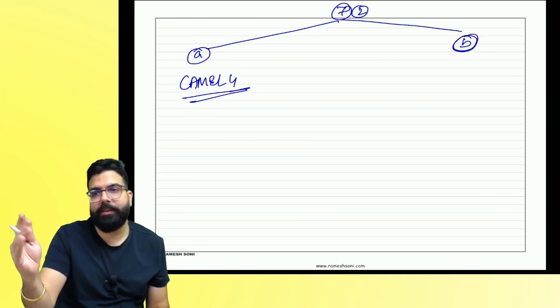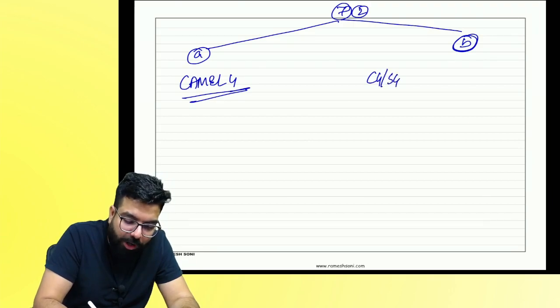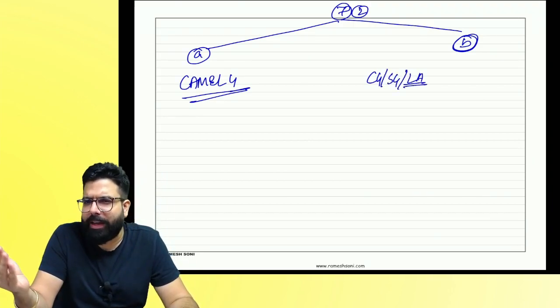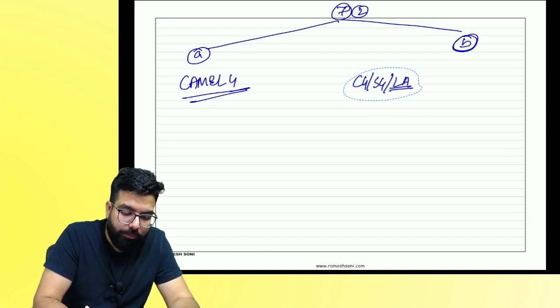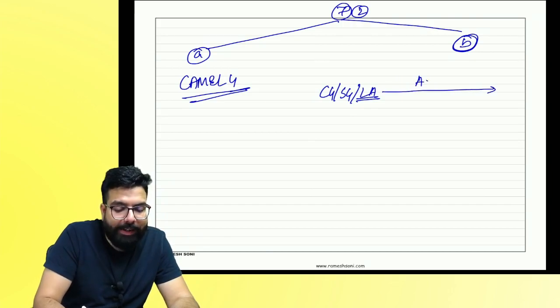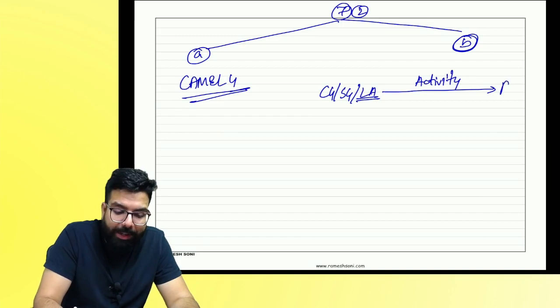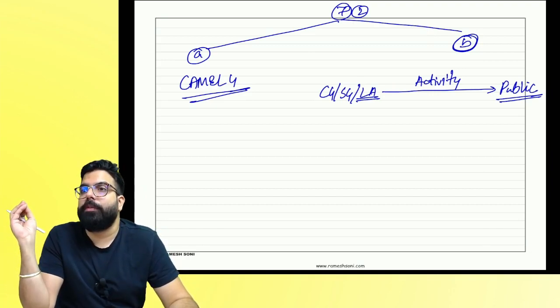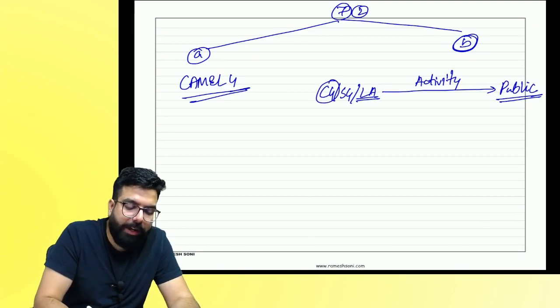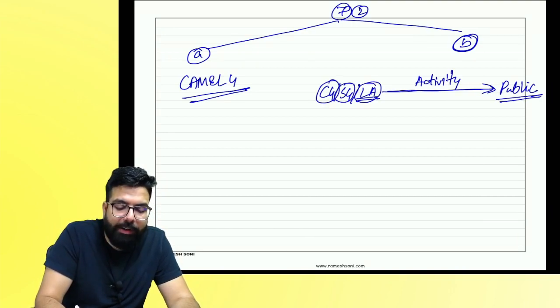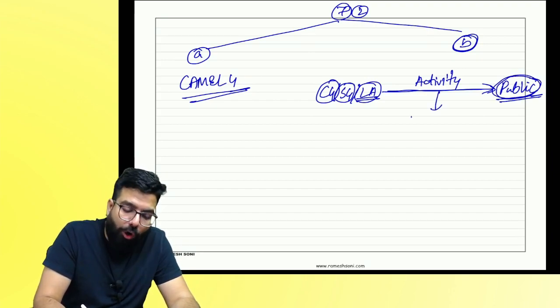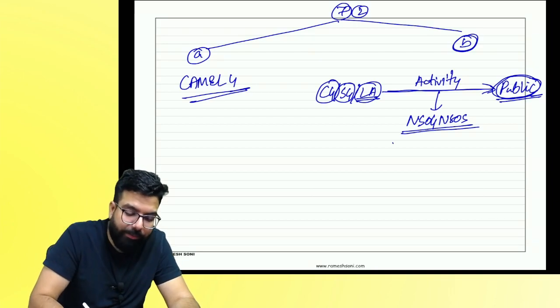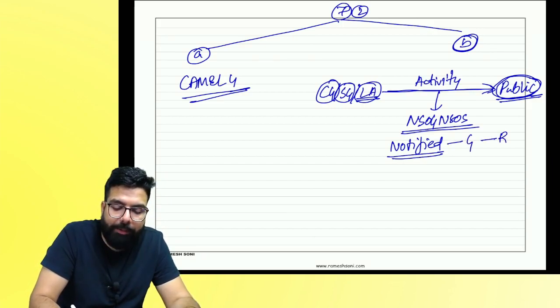B says, people, listen. Central government, state government, or local authority. Local authority means panchayat, municipality, etc. If they are doing any activity for the public, can I go ahead? Are we done writing, everyone? Here, if central government, state government, local authority does any activity for the public, that activity also will be neither supply of goods nor supply of service, but that activity has to be notified by the government on the recommendation of the council.